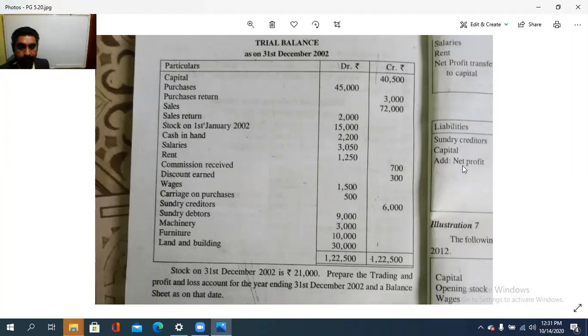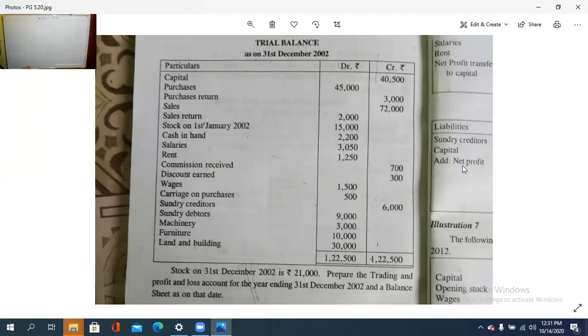Next is this problem. Here, trial balance is given. At the same time, more details are there, isn't it? So we will do it now. The trading and profit and loss account, first we need to prepare. So firstly, what is there?